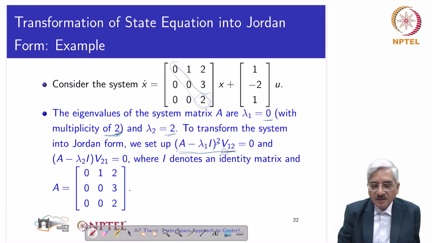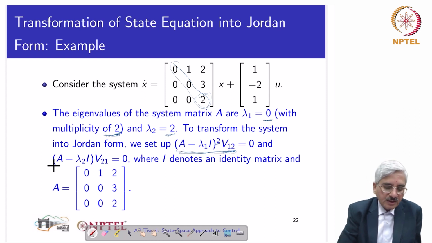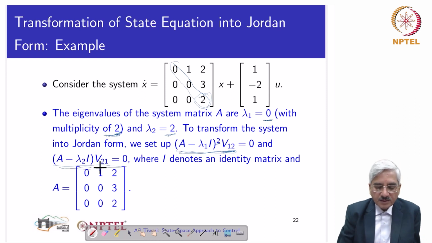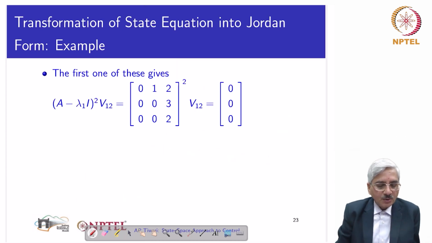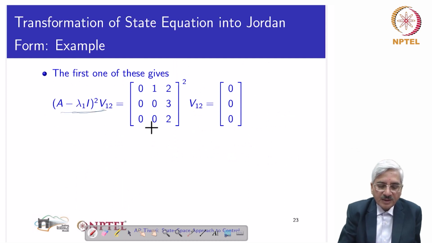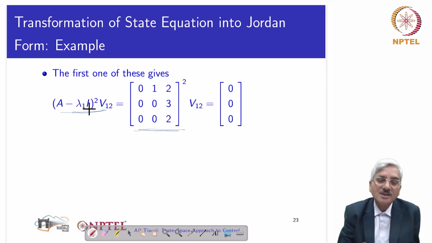And we will obtain the last vector in the chain, and previous vectors we will obtain by pre-multiplication with V12. So we set up this one and we set up this one, and of course this I denotes the identity matrix, and the A matrix is this, which is again repeated here. So when we set up this one, we get (A minus lambda I) square. Essentially it is equal to A square because lambda 1 is 0. So (A minus lambda 1 I) square is the same as A square in this case, and we are going to solve for V12 by equating this to 0.